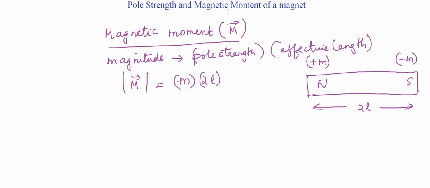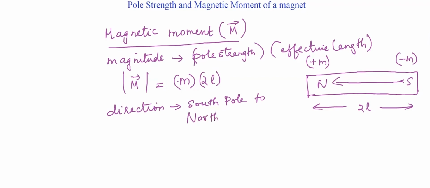So what about its direction? The direction of a magnetic moment is from south pole towards north pole. So it is always oriented from south pole to north pole of a magnet, as indicated by this arrow.